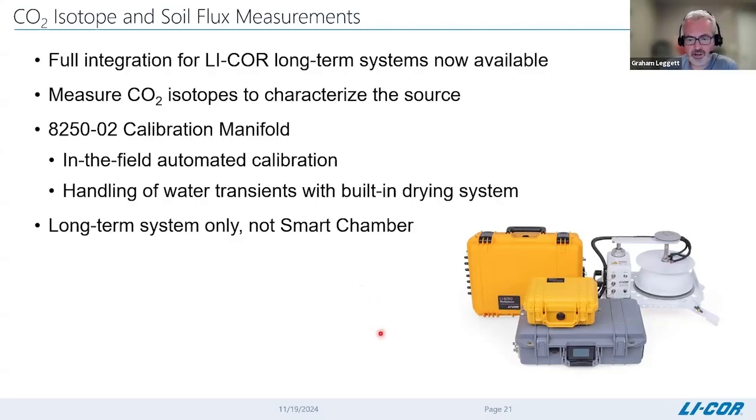This is only available for our long-term systems currently, not for the smart chamber, simply because of the buffer system, which requires a power source from the 8250 multiplexer. But it's something that users could mimic for a smart chamber measurement, although there's not full integration in terms of data processing and data reporting.